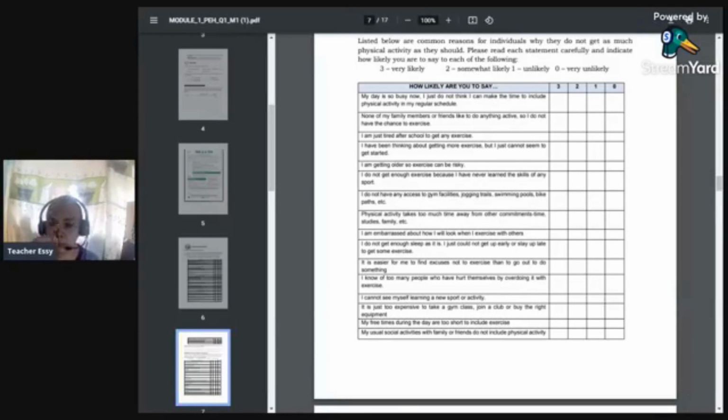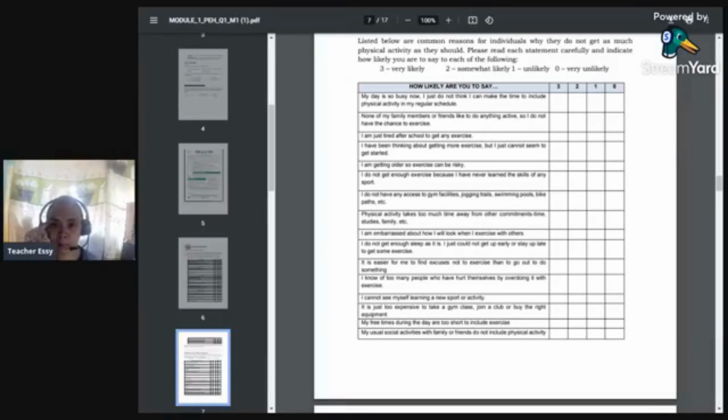And then you will write number 2 if somewhat likely. So it's maybe, possible. And then you will write number 1 if it is unlikely, meaning there's less possibility. And then you will write 0 if really not possible. Never like this. All right. So let's start. I think it's a bit small, so I'm going to read it to you.